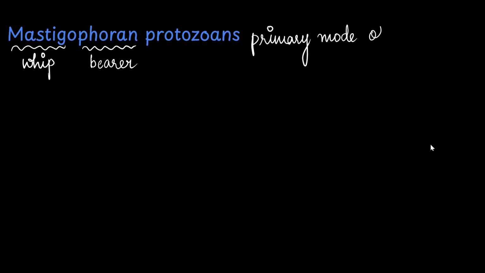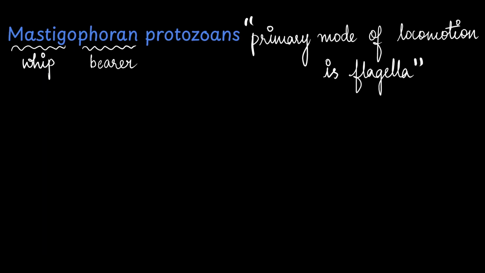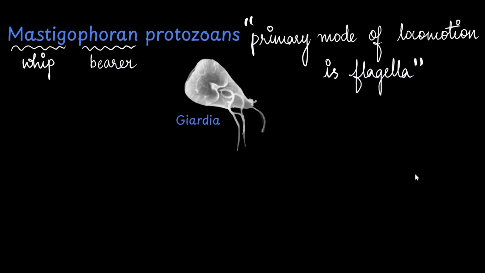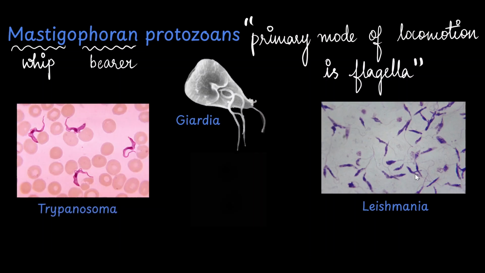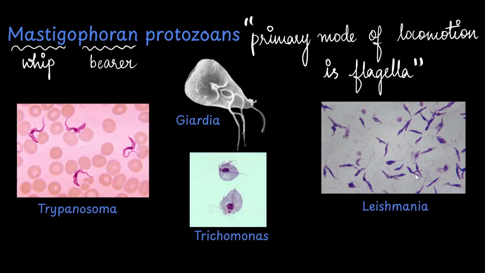Protozoans that have flagella are called Mastigophora. Here, mastig means a whip and phora means bearer. So the primary method of locomotion for these organisms is by using the long whip-like flagella. Other than Euglena, there are other organisms too: Giardia, Leishmania, Trypanosoma, and Trichomonas. All of these use different types of flagella and different numbers of flagella for their movement.